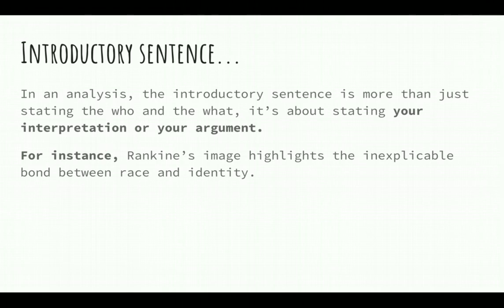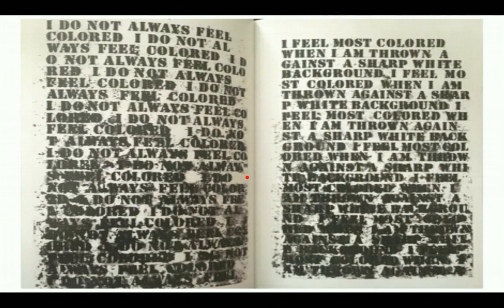Now, in a summary, your introductory sentence must include the important details of who wrote the text or what the text is called. In an analysis, sure, that's important, but the most important thing of an introductory sentence is to state your interpretation. An analysis can't start with "Claudia Rankine wrote Citizen." That's not an interpretation, that's a fact. However, you can start your analysis with "Rankine's image highlights the inexplicable bond between race and identity." That is my interpretation of this image.